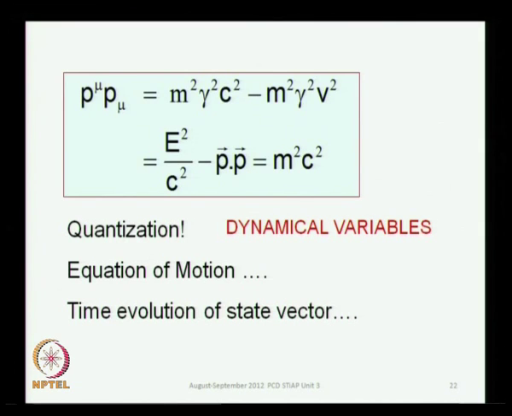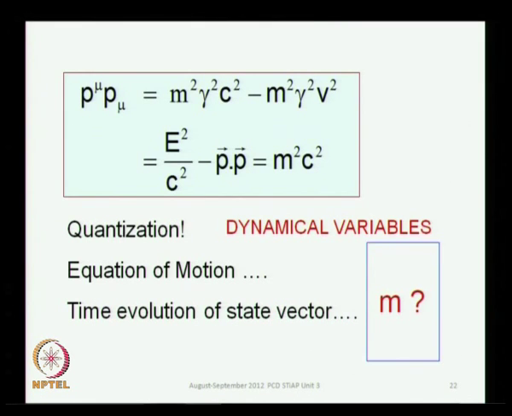And now, we have the dynamical variables with us, we have the momentum, we have the energy, and we can proceed to find how to go about quantizing this and then how to describe a state vector and how the evolution of that state vector is to be described. Because we know that the fundamental problem in mechanics, whether it is classical mechanics, non-relativistic quantum mechanics or relativistic quantum mechanics, is essentially the same. How do you describe the state of a system and how does the system evolve with time?